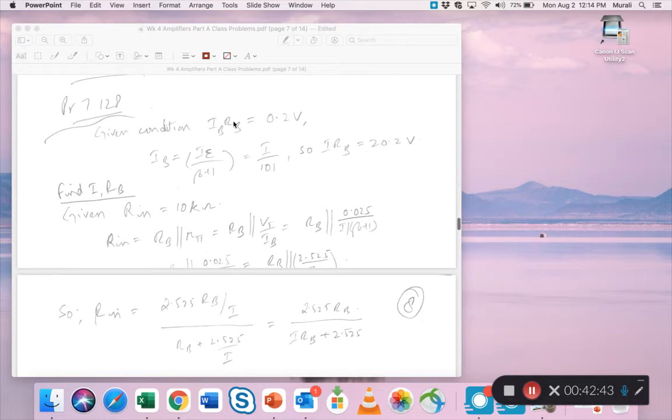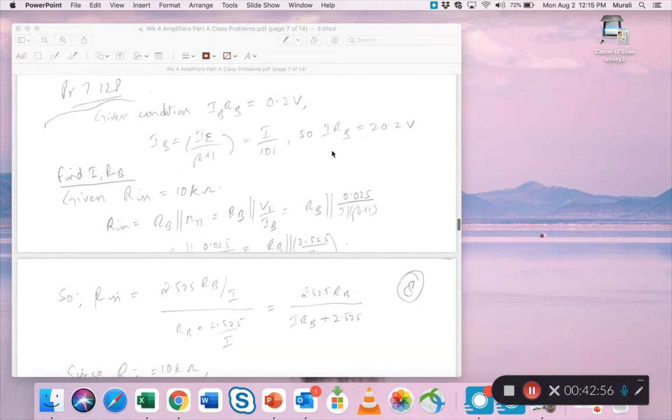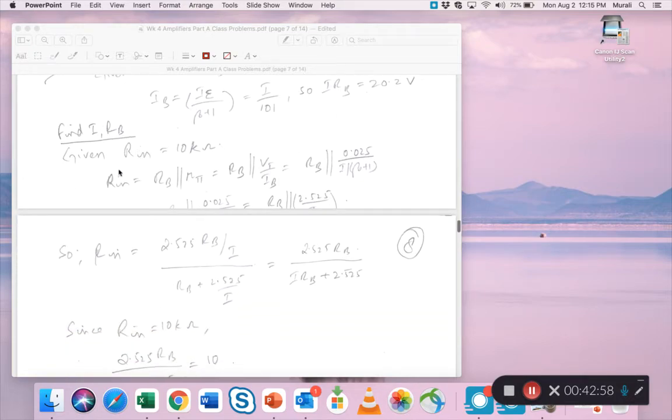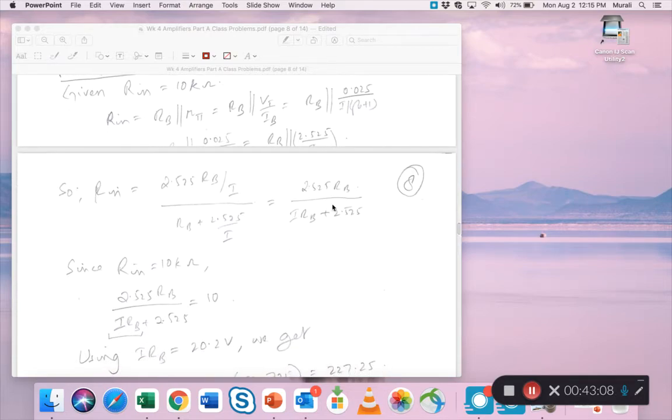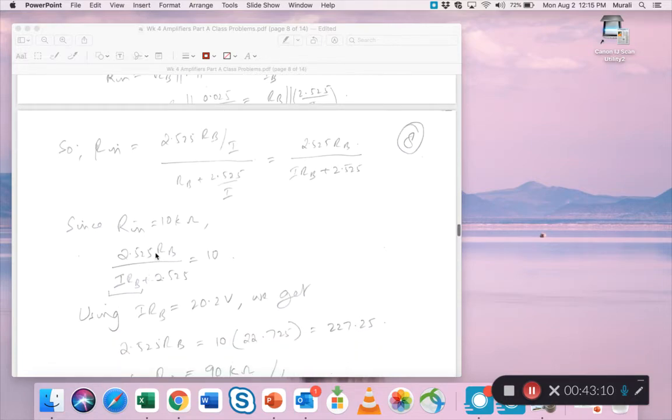So the given condition is IB RB is 0.2 volts. So we create two conditions. Find I RB. Given Rin is 10 kilo ohms, Rin has this formula. So Rin can be written like this. Rin is given.